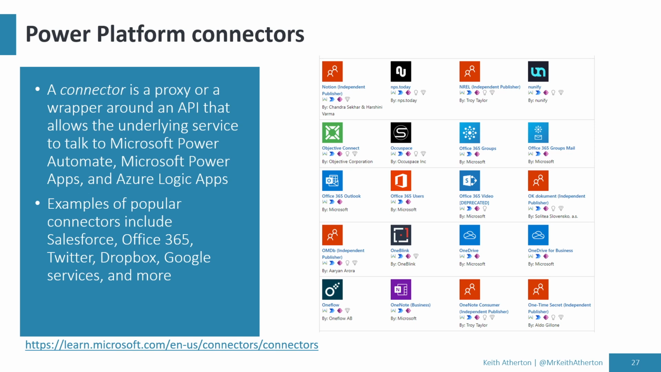I did mention before about connectors very briefly as well, but a bit more about them. A connector is not just used for Power Apps, it's used throughout the Power Platform. And a connector is a proxy around an API basically. If you need to connect to another system, that's what it helps you do. So you can use it for Power Automate, Power Apps, you can use it for Azure Logic Apps as well. And there are many different examples of connectors. This is not the full list, there are hundreds of them. But you've got things like Office 365, OneDrive, Dropbox, Twitter, the list goes on, and it's always being added to.